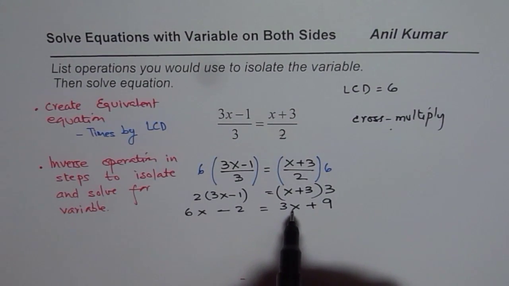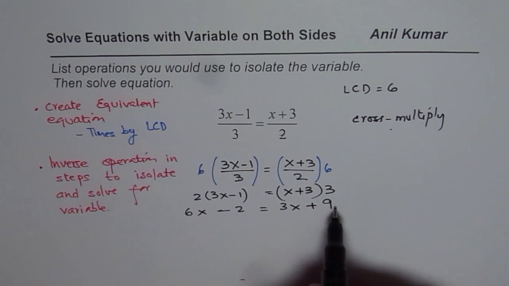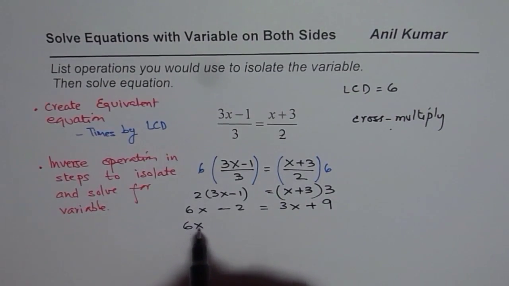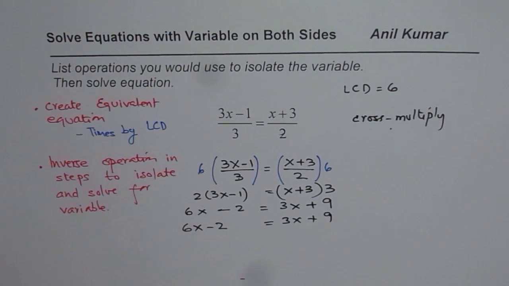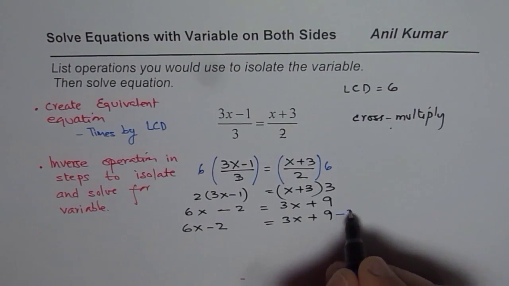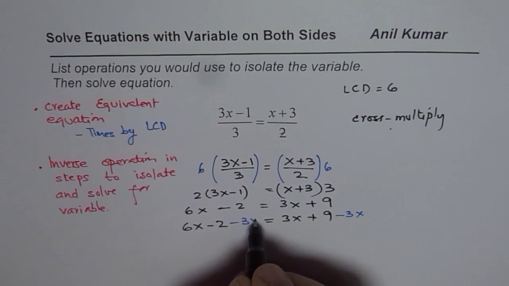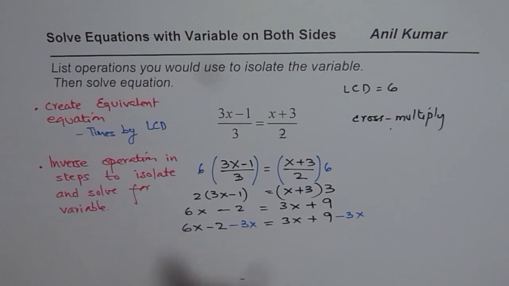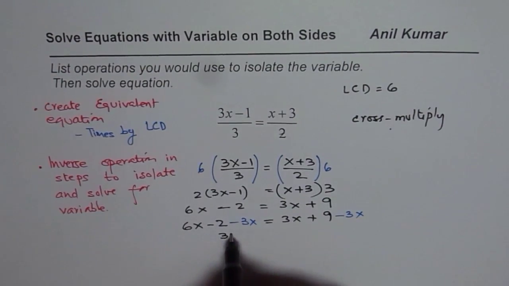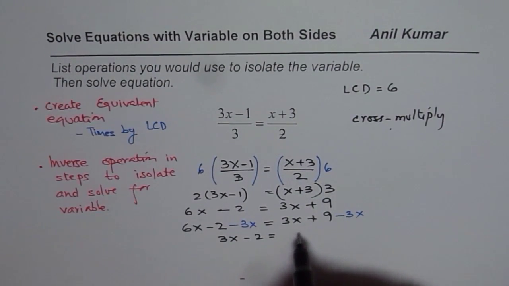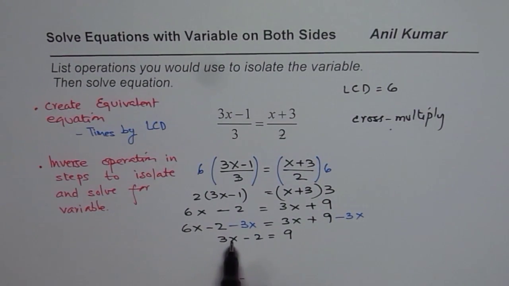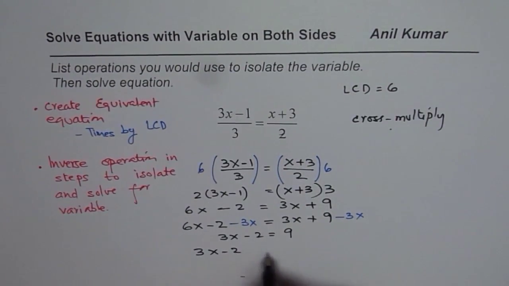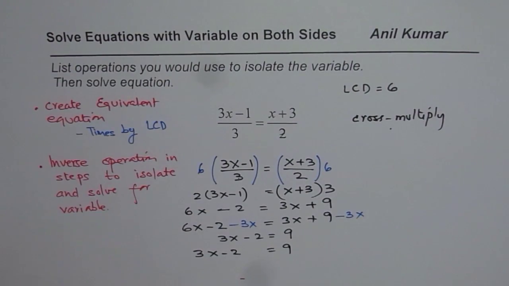Now we need to group variables on one side, constants on the other side. So we have 6x minus 2 equals 3x plus 9. At this stage, we should take away 3x from both sides. If I take away 3x on both sides, we group variables on the left side, which is 3x minus 2 on the left. On the right side, we have the constant 9. Now, to find x, we need to get rid of minus 2, which we can do by adding 2 on both sides, correct? So we'll add 2 on both sides.